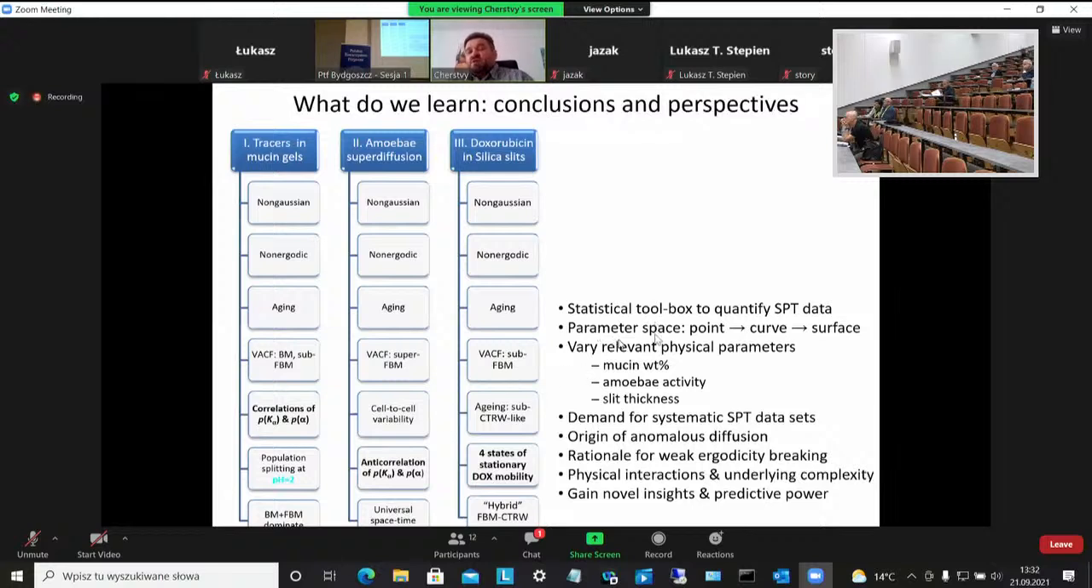We want to see some systematic data where some physical parameters which are important, like concentration of mucin, amoeboidal activity, or slit thickness, are being changed. This way we construct a kind of multi-dimensional map from our model analysis. And this way we can understand the features of diffusion and the interactions, the complexity of the system, and gain some new insight into the behavior of this physical system.